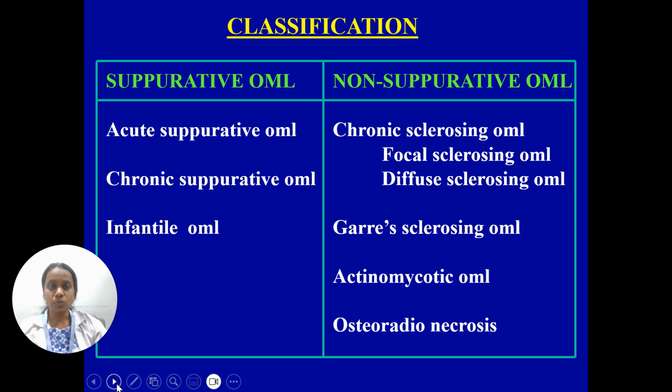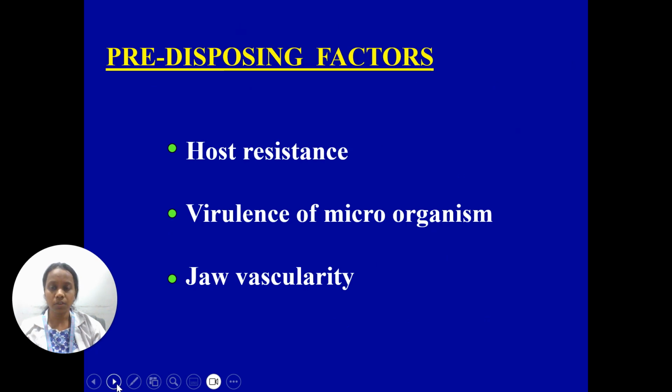So, osteomyelitis can be broadly classified into suppurative and non-suppurative osteomyelitis. Suppurative osteomyelitis is classified as acute suppurative, chronic suppurative, and infantile, whereas non-suppurative osteomyelitis could be classified as chronic sclerosing, focal and diffuse sclerosing osteomyelitis, Garre's osteomyelitis, actinomycotic osteomyelitis, and osteoradionecrosis.